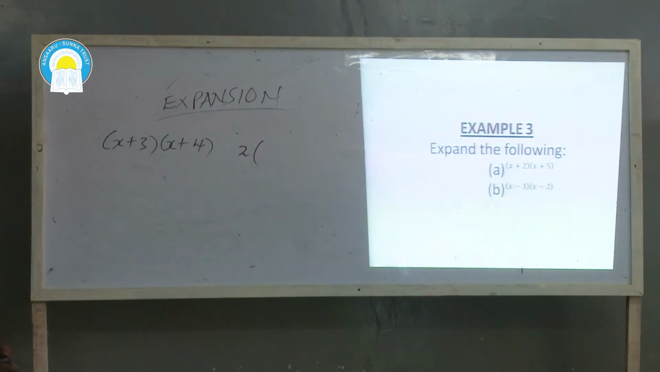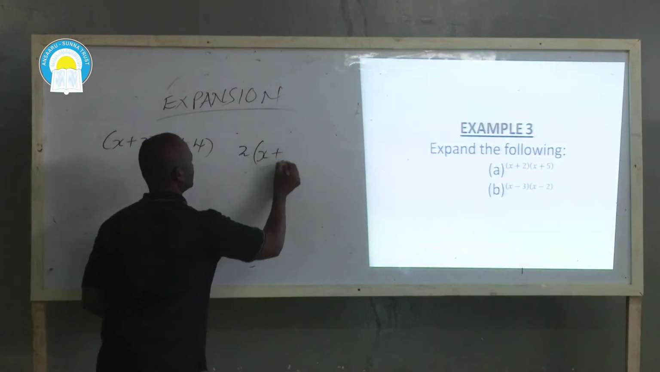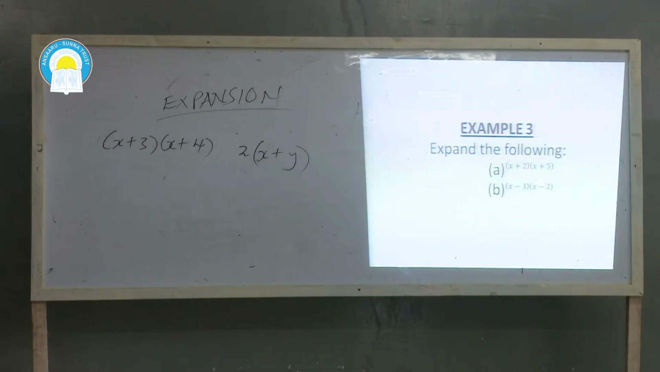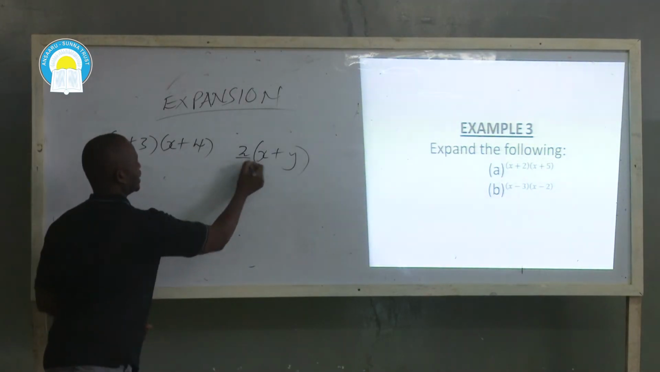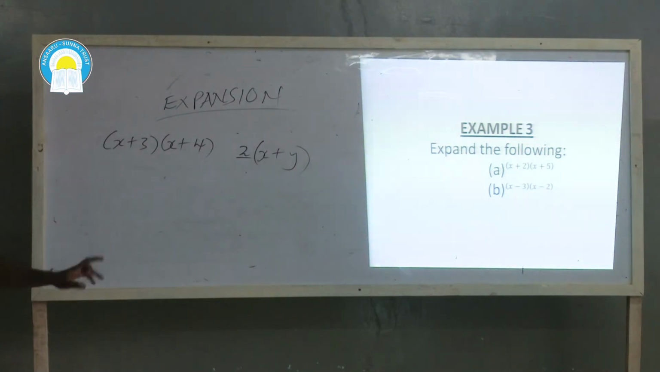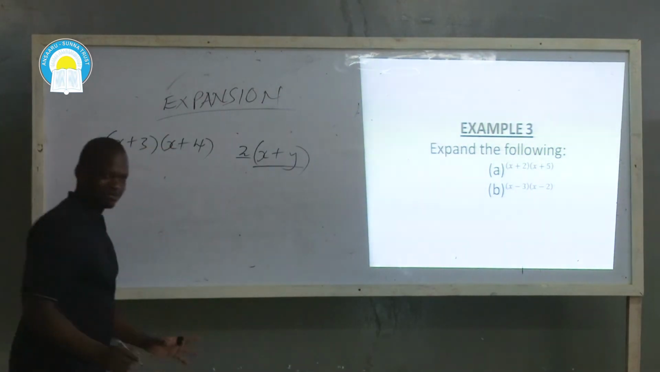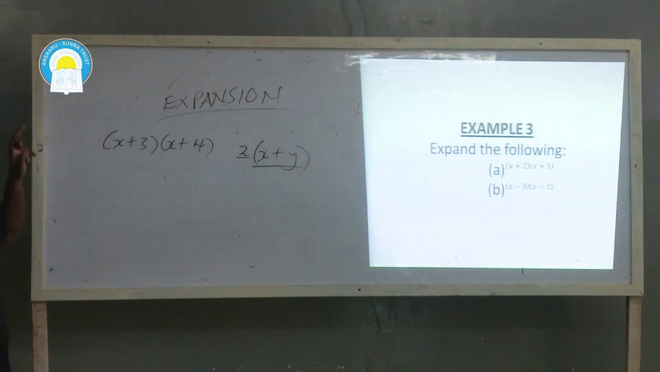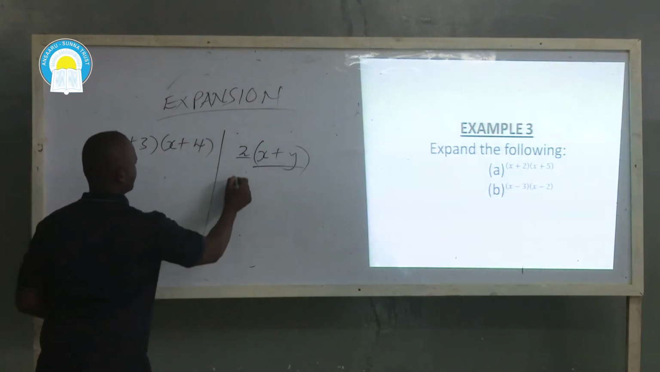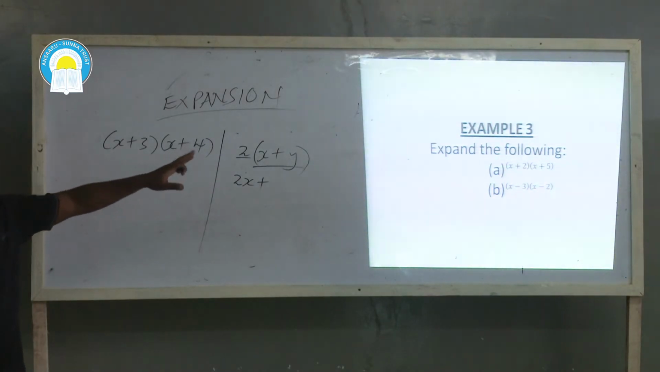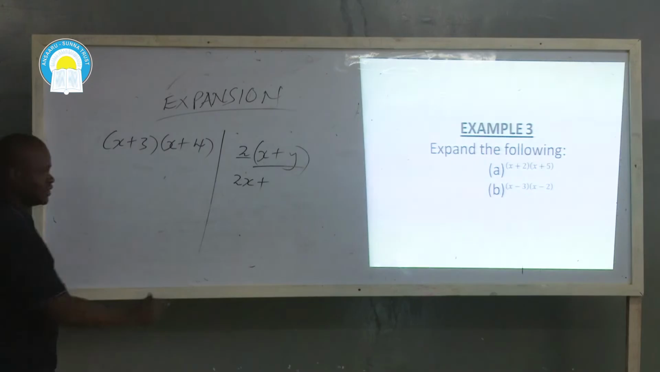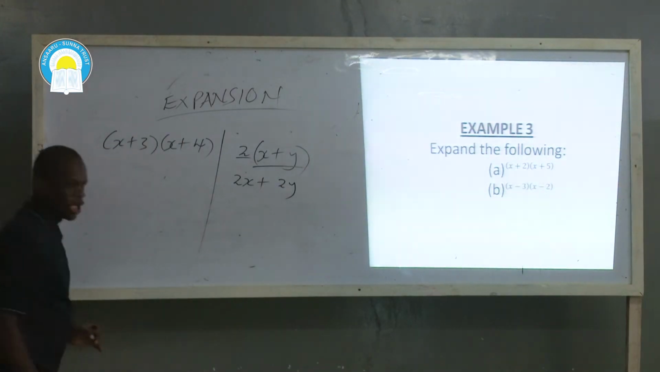Given a question like expand 2 into x plus y. If you look keenly in that expansion, we have two parts. The first part is the 2 we have there. The second part is the x plus y. So you take the 2 times the x to give you 2x. Then you take the 2 times the y to give you 2y.